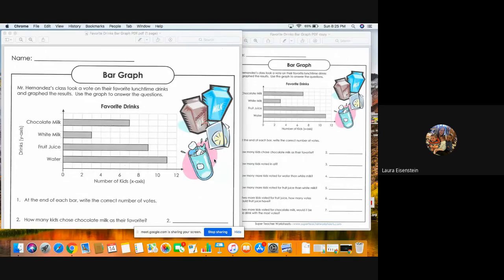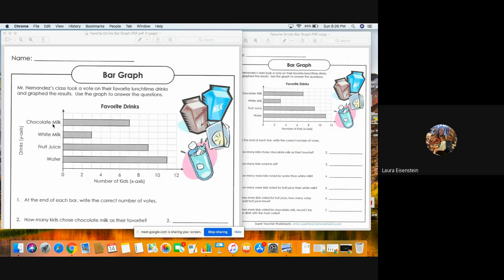Today I just wanted to do a review of stuff that we basically already learned last week in our introduction to bar graphs lesson, but I want to just go over the specific graph that I'm assigning you today and the questions and just review the strategies for how you would solve each question before you go and do it on your own. So the graph that we're working with today is favorite drinks.